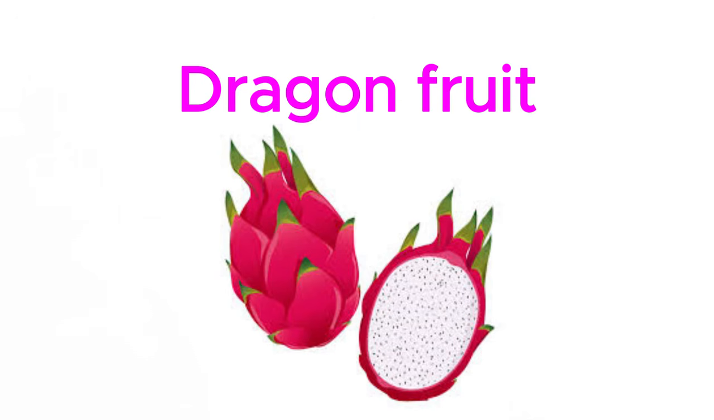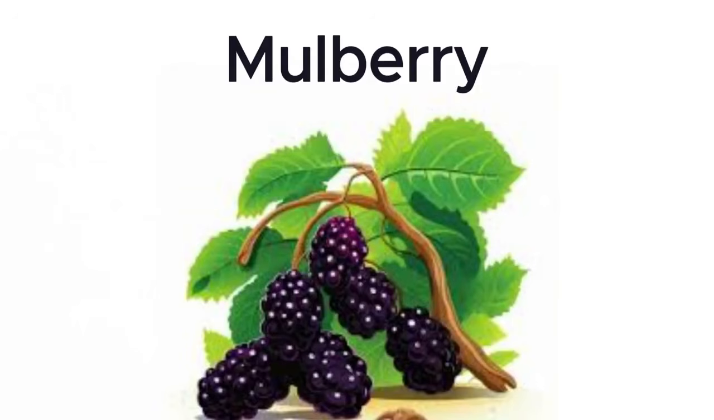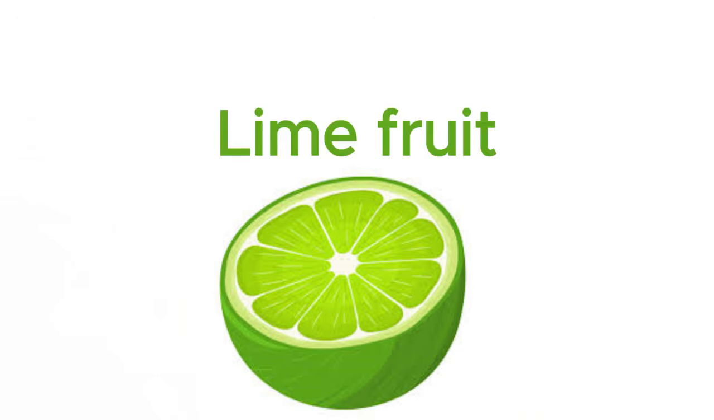So this fruit is called dragon fruit. What is it called? Dragon fruit. This is called mulberry. Mulberry. The next is called lime fruit. This is called lime. You can either say lime or you can say lime fruit.